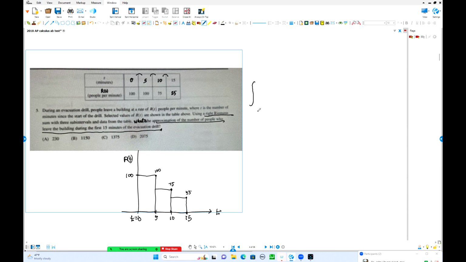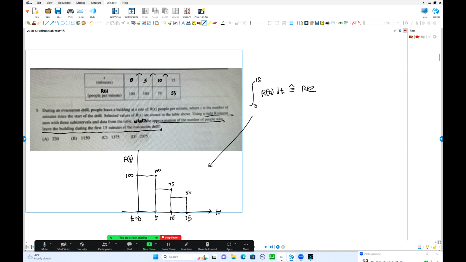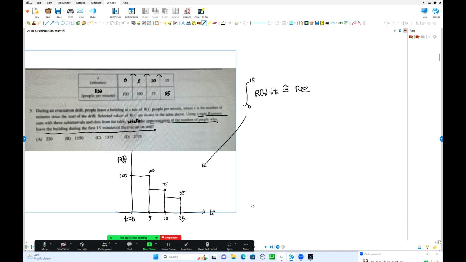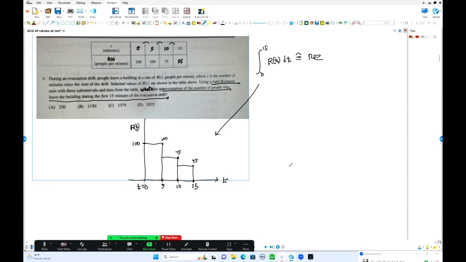The sum of these is exactly equal to the integral from 0 to 15 of R(t) dt. That is the sum of all people who evacuate in the first 15 minutes. But here we use the right-hand Riemann sum. Now let's find the areas over here.